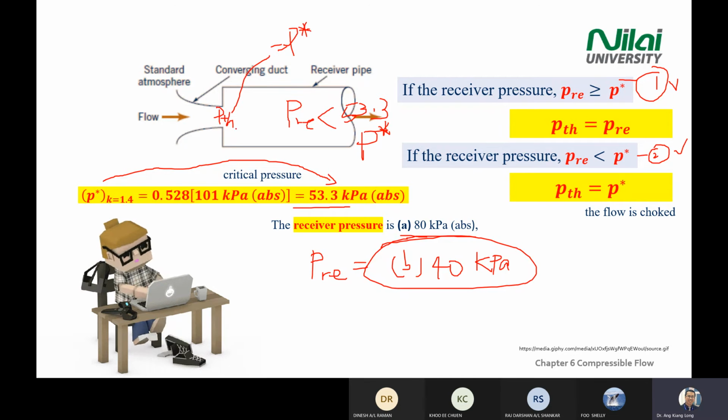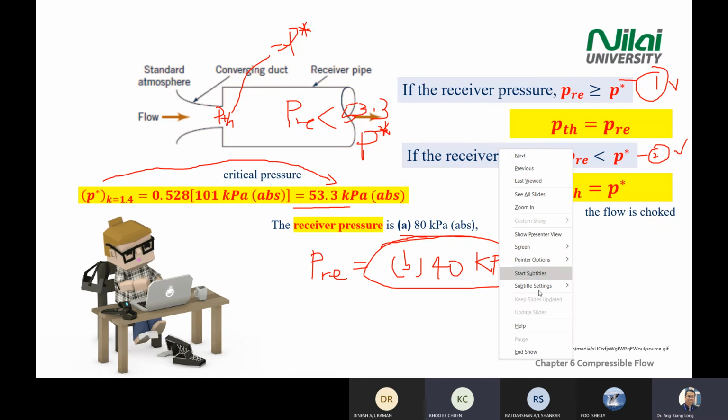So what is the value of P throat in B condition? What's the value here? What is the value if you are in the B condition where your receiver pressure equal to 40 kilopascal? What is the pressure at this location? 53.3, right? Correct. Okay.